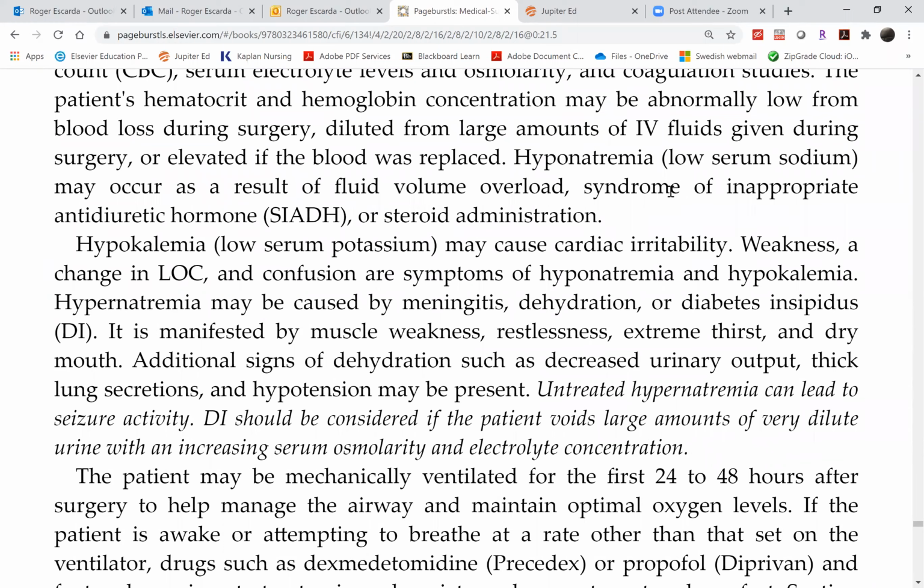So you monitor that. Once the patient is already awake, they will be given salt tablets, about 1 gram, usually 2 or 3 times a day.